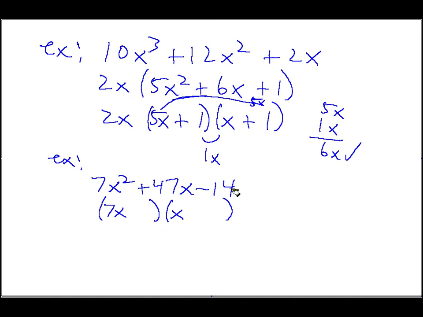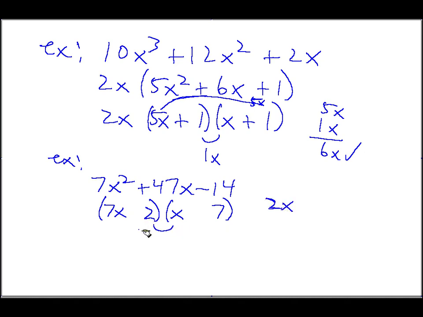So how about 14? Well, I'm thinking of 2 and 7. 2 and 7 is 14. So let me put a 2 here and a 7 here. Can we see that? 2 here and a 7 here. Trial and error. We have 7x and x will give me 7x squared, so I'm good on that. 2 times 7 is 14. I'm good on that. Don't worry about the signs. We're going to fill that in right now. So let's check the middle term. That gives me what? That gives me the 2x here.